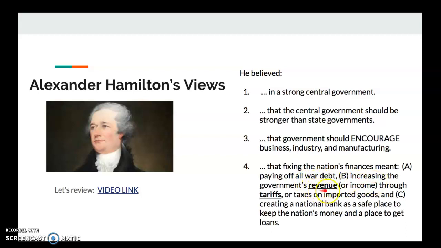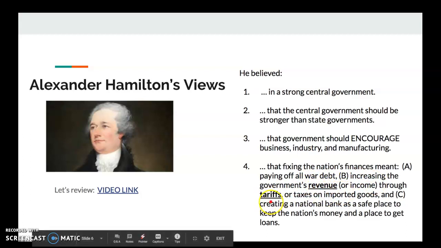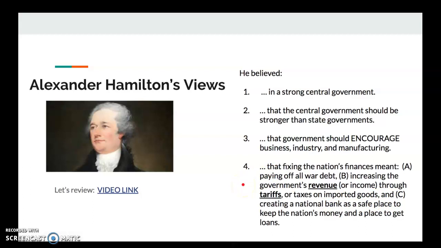It would increase the government's revenue or income through tariffs. Tariffs, again, we talked about these a little while ago. Those are taxes on imported goods. So basically, if we made canoes here and they made them cheaper in France, and it was cheaper for Americans to import canoes from France, that would do two things, okay? We would not be able to sustain or keep a canoe building industry in this country because people would just get it cheaper from France.